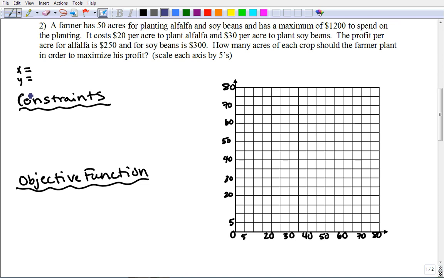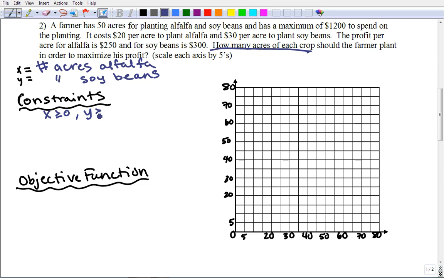First thing we want to do is define our variables, and the variables should answer the question, which here is how many acres of each crop should we plant. So I'll say that x is the number of acres of alfalfa, and that y is the number of acres of soybeans. Now for the list of constraints. Of course, the first two should be the least that we could plant of each type is 0, so x needs to be greater than or equal to 0, and y needs to be greater than or equal to 0.